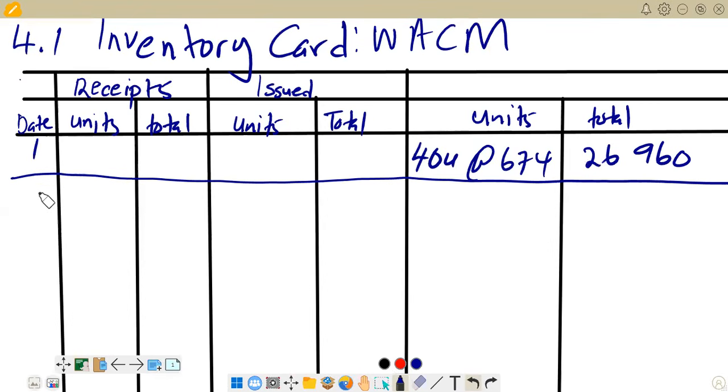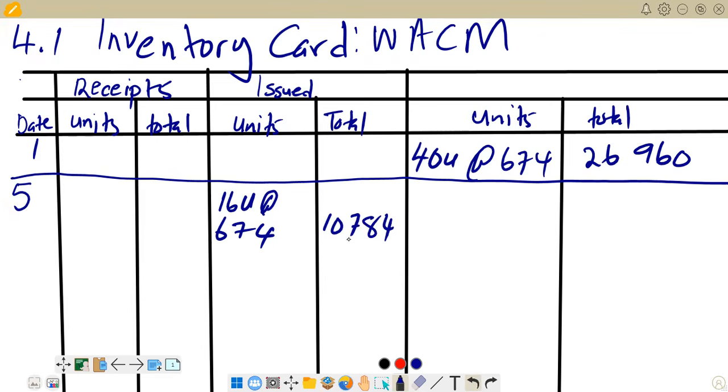We are now saying on the 5th, we are issuing. When we are selling, we are issuing. So we come here on the 5th. The column that we are in is for issued units. You'd see that we issued 16 units. The value per unit, we take this one now, 674. The value now, we are saying 16 times 674, you get 10,784. So this is what we have.